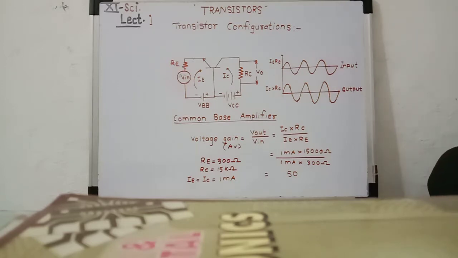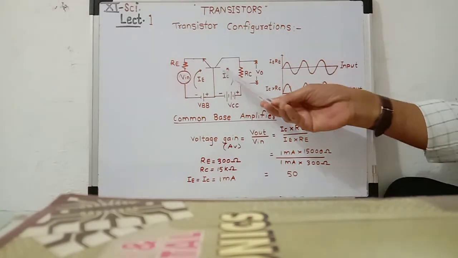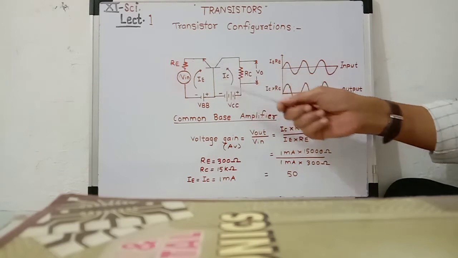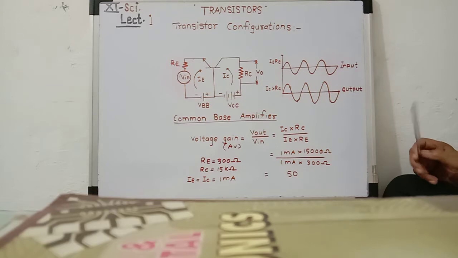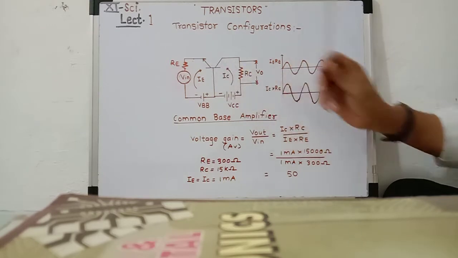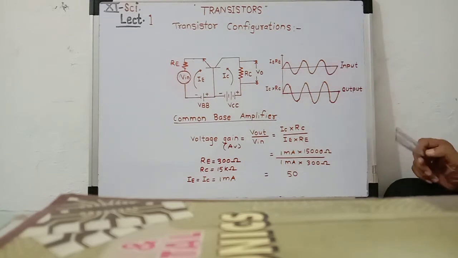So today we are going to study transistor configurations. We know that there are two types of transistors, PNP transistor and NPN transistor. In this circuit we have shown an NPN transistor. There are three electrodes in a transistor: emitter, base and collector.